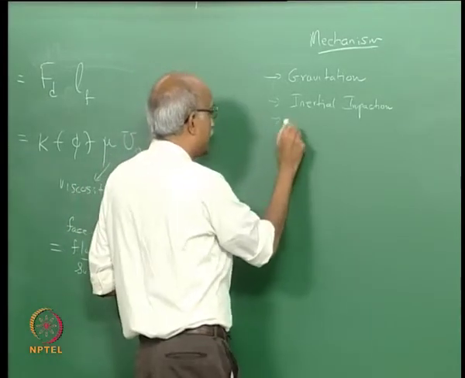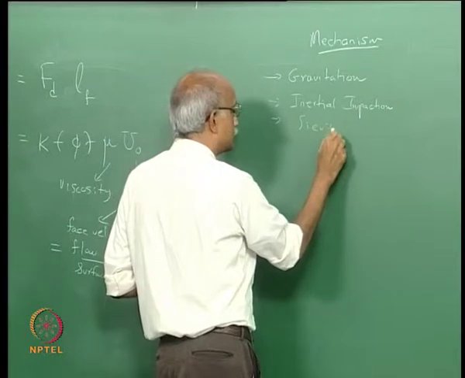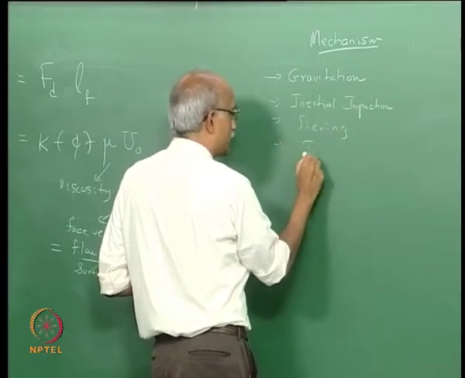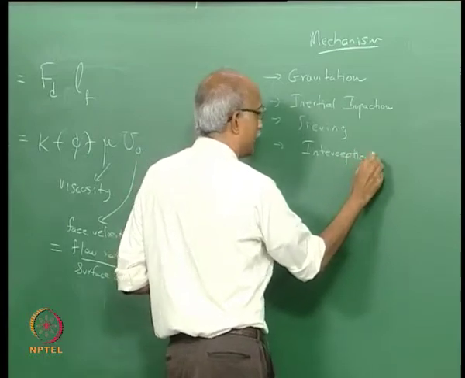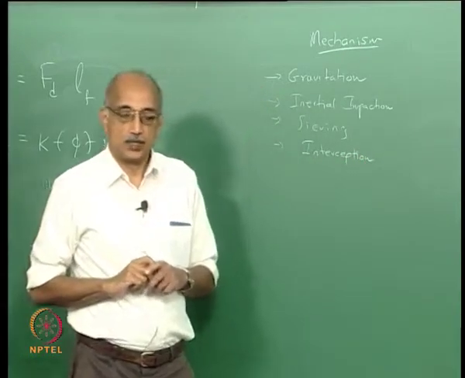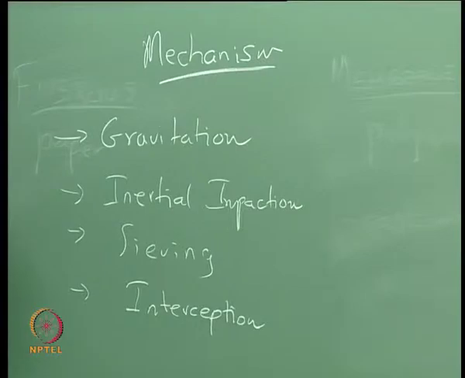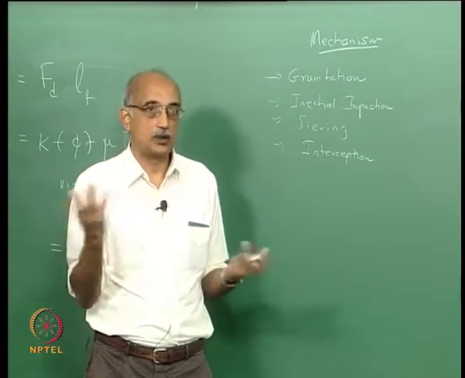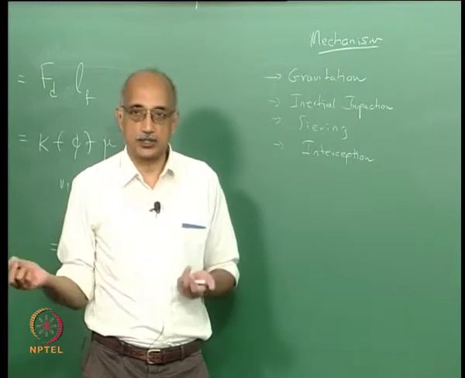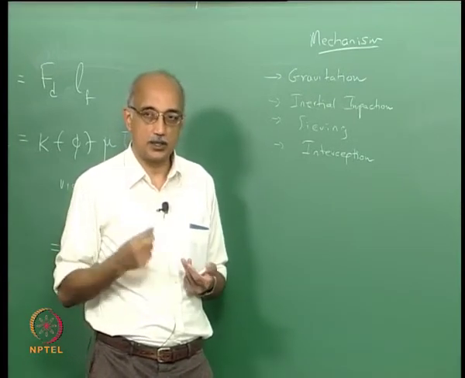The next method would be sieving and interception, which are actually very similar mechanisms of particle capture. So in both, essentially the particle will approach a hole, and if the particle is larger than the hole, it gets retained. If it's smaller, it passes through. So very simple in concept.